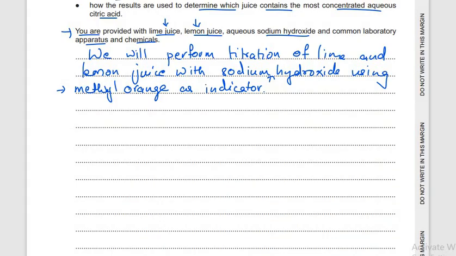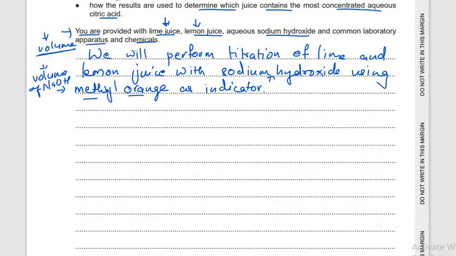So the first thing is that the volume of both the juices should be kept the same to make the test fair. So the thing to be kept the same is the volume. Now what we are going to measure is the volume of NaOH required, the volume of sodium hydroxide required to neutralize or to show the color change, and that is what we are going to measure.